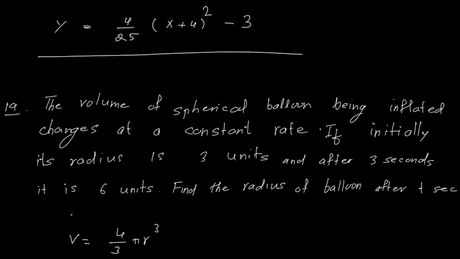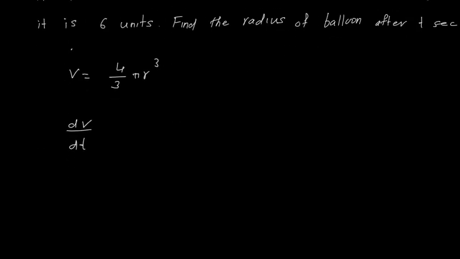The volume of a spherical balloon being inflated changes at a constant rate. So it is changing at a constant rate. This is some constant. So therefore d upon dt of the volume, 4/3 pi r cube, is some constant k.